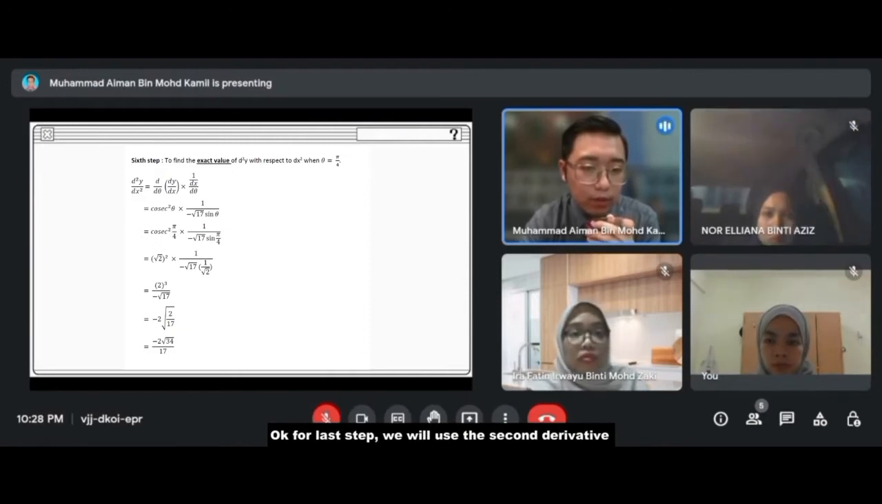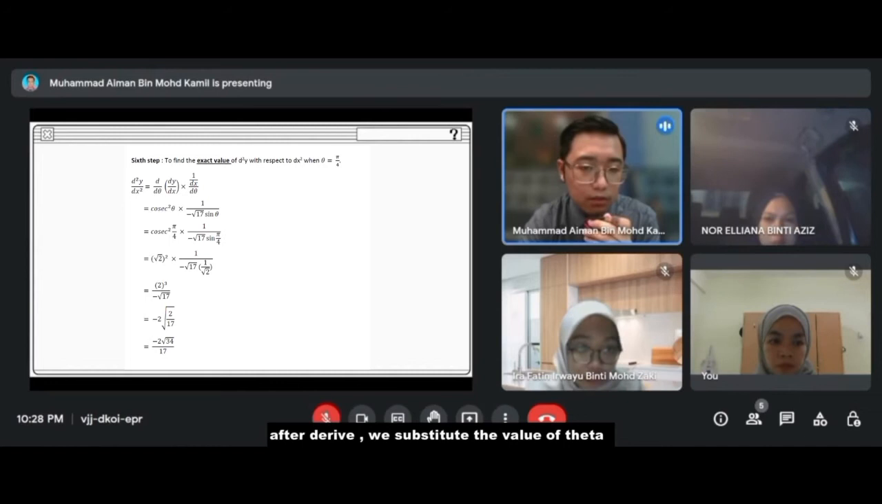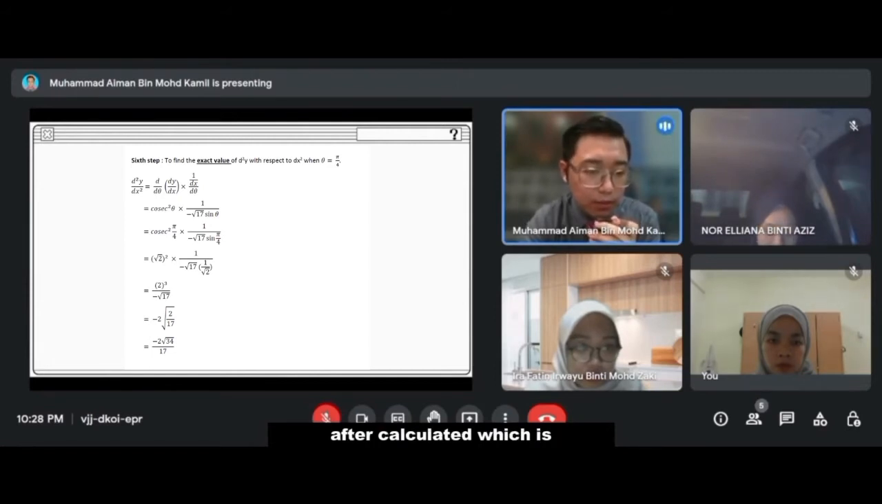For the next step, we use the derivative of dy over dx with respect to theta, times 1 divided by dx over d theta. After deriving, we substitute the value of theta, which is pi over 4, and after calculating we get the answer, negative 2 square root 17 over 17. That's all.